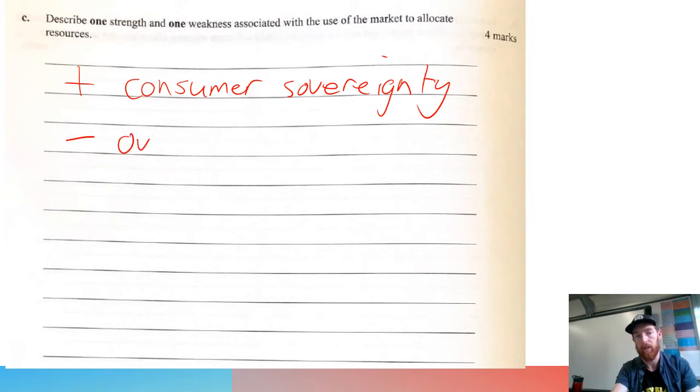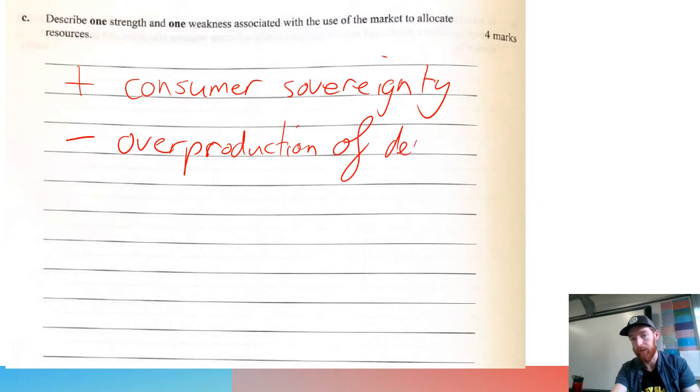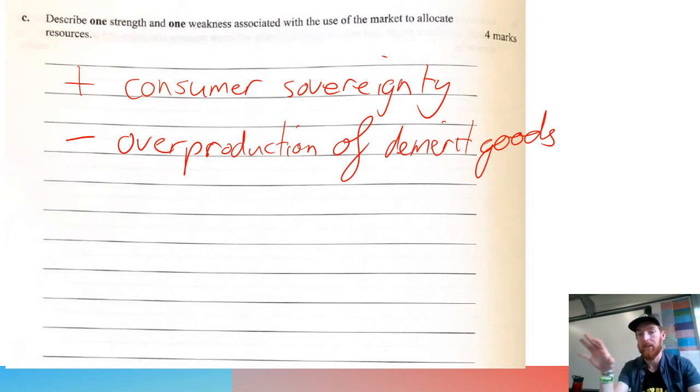A negative would be the overproduction of socially undesirable or demerit goods. I'm going to go demerit here because it's shorter and easier to spell. But overproduction of demerit goods. So for example, the market allocates a lot of resources towards cigarette and alcohol and gambling production because it is profitable. Free market businesses are motivated by profit. They're going to produce whatever's being demanded that is going to profit, even if it negatively impacts living standards.